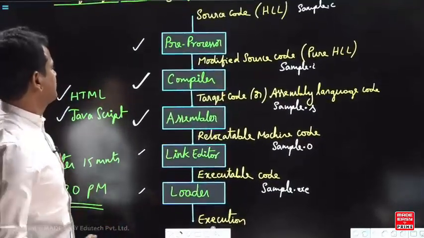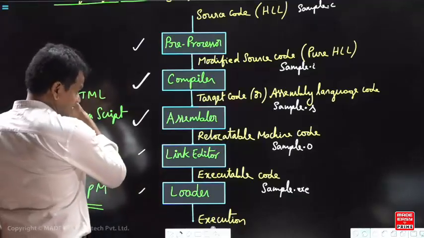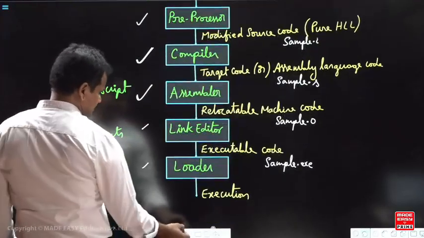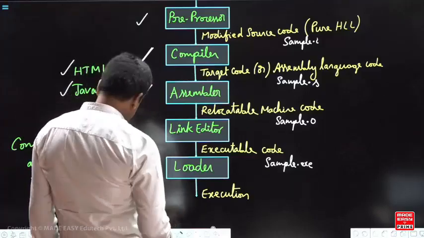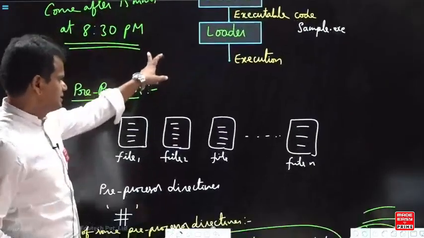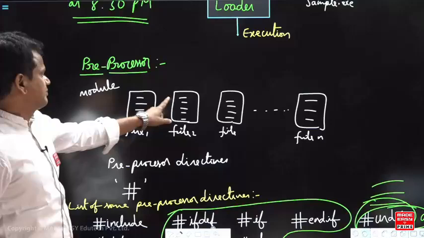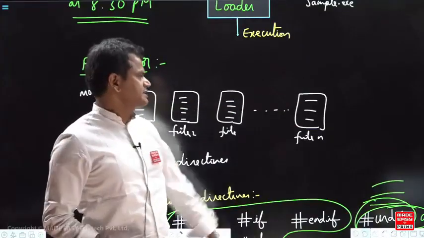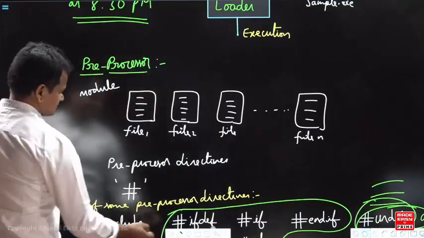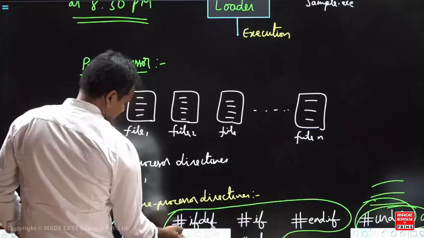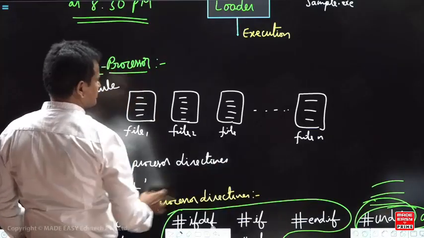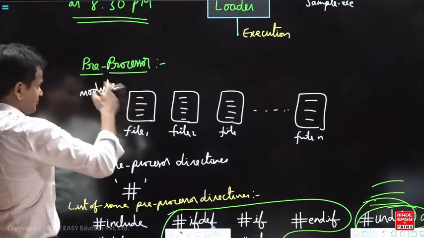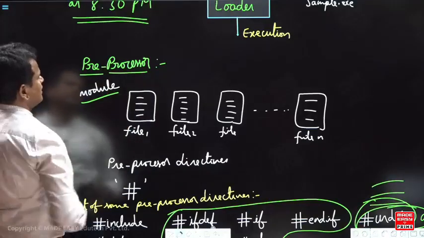Language processing system: pre-processing is completed, compilation is completed, assembly is completed. Now link editor. Already we have discussed it at the start of pre-processing. If a program is too big, it may be divided into small pieces, and they will be stored in different files. Each small program we call a module.